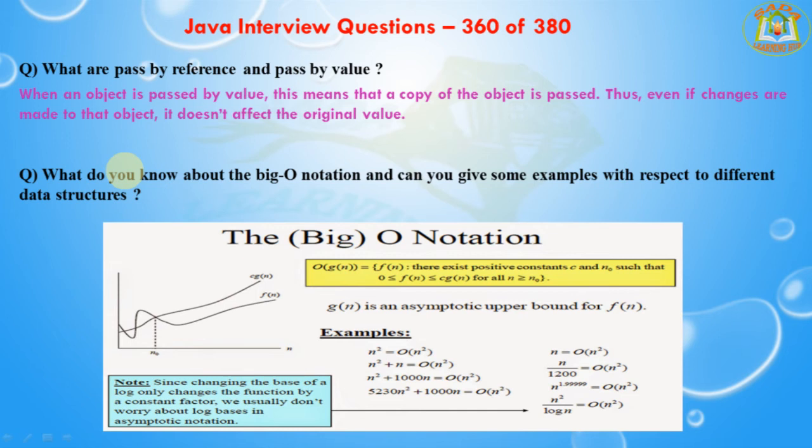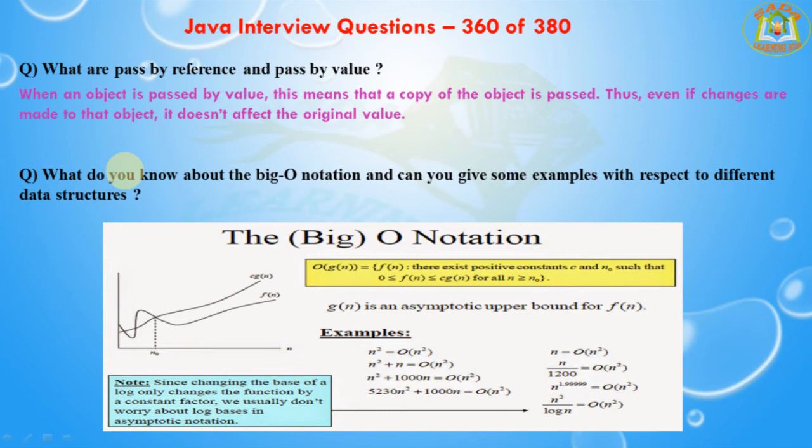A pass by reference and a pass by value means: when an object is passed by value, a copy of the object is passed. Thus, even if changes are made to that object, it doesn't affect the original values. When an object is passed by reference, the actual object is not passed, rather a reference of the object is passed. Thus, any changes made in the external method are reflected in all places.